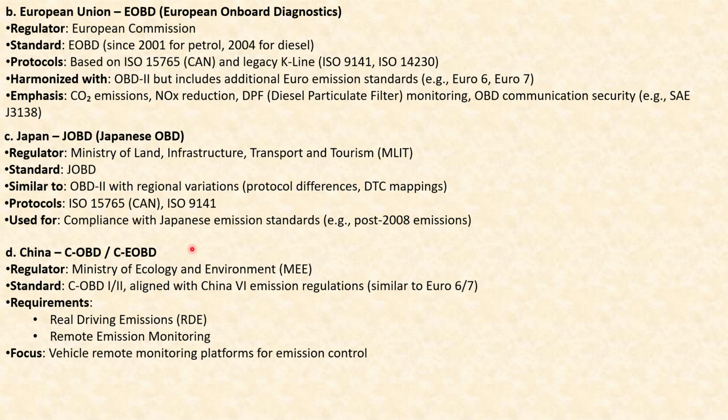Now, when it comes to China, it is COBD or CEOBD. The regulator is the Ministry of Ecology and Environment. The standard is COBD, aligned with China 6 emission regulations, and the requirements are real driving emissions, abbreviated as RDE, and remote emission monitoring, with the focus on vehicle remote monitoring platforms for emission control. Okay, so these are the various regulations for various countries.